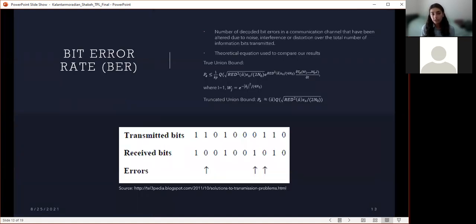But what is a bit error rate? The number of errors per bits that have been altered due to noise, interference, or distortion is called a bit error rate. The theoretical equations that we've used are shown here.